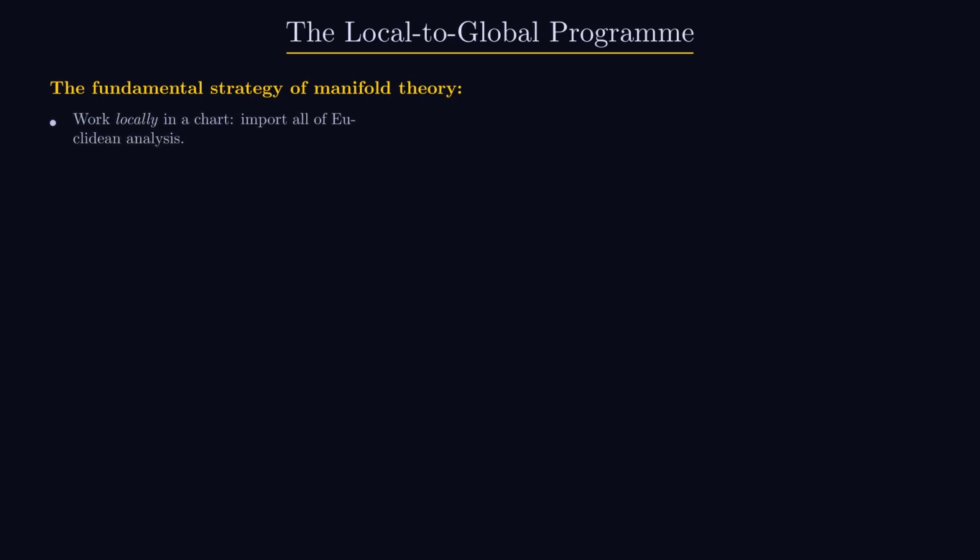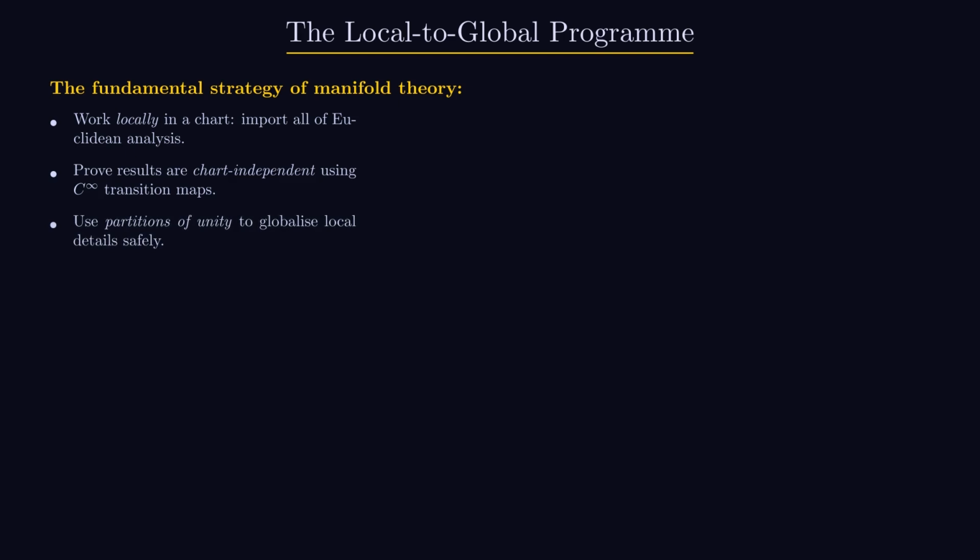Let us now articulate the fundamental strategy that underlies all of manifold theory. The strategy has three steps. Step 1. Work locally inside a single chart, where everything reduces to ordinary calculus on R to the n. Step 2. Prove that any result derived in one chart holds in every overlapping chart, using the C-infinity transition maps to transfer the argument. Step 3. Use partitions of unity to stitch together local results into a single global conclusion.